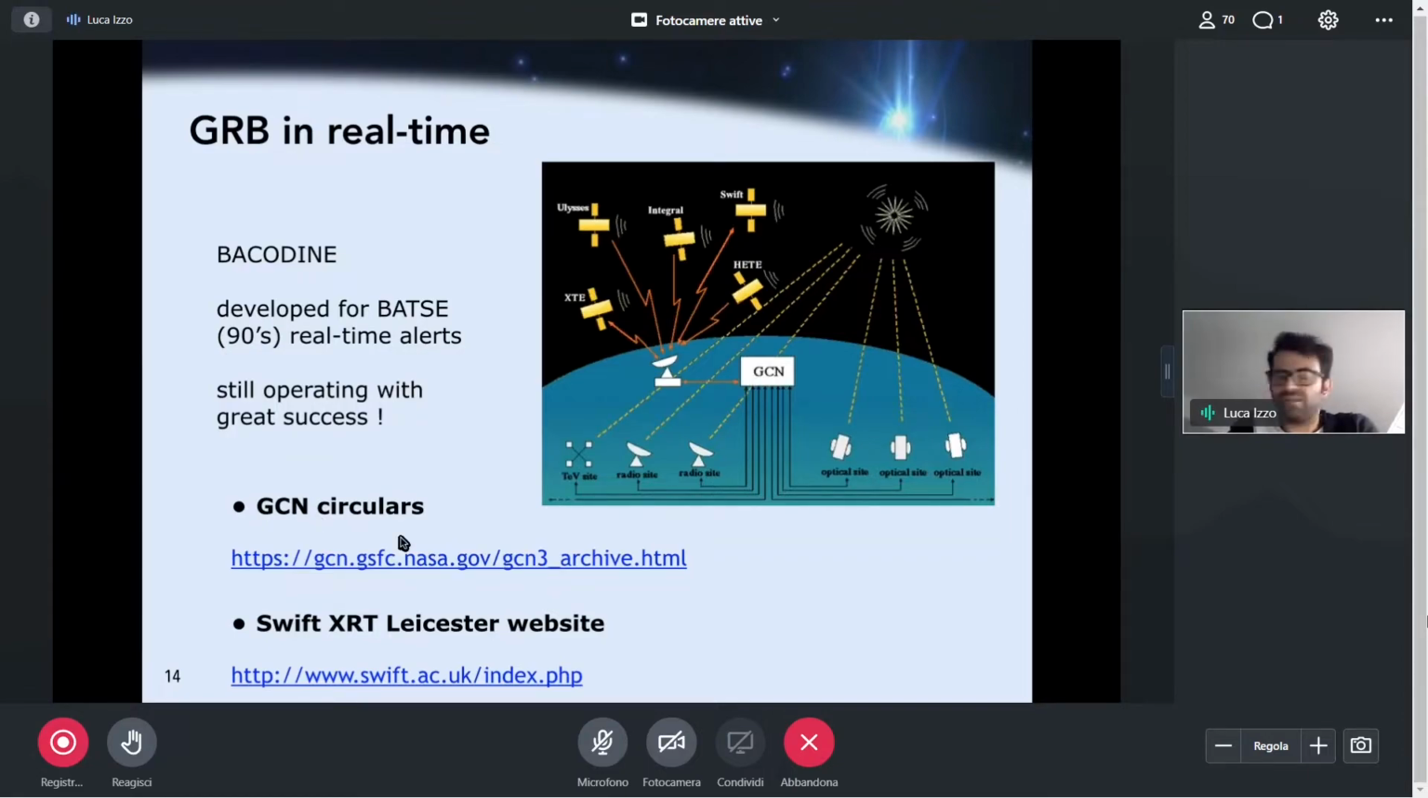The gamma ray circular network is public. Anyone can access this set of circulars, and the information on the real-time detection of GRBs, and not only that, also further data from X-ray and optical telescopes, is transmitted through this network to optical telescopes and also multi-wavelength detectors such as radio and TeV telescopes working on the ground.